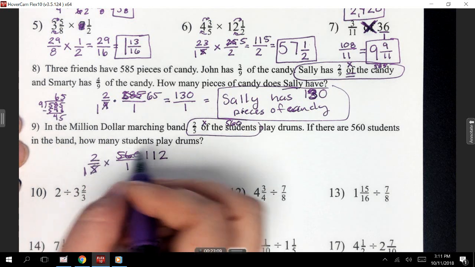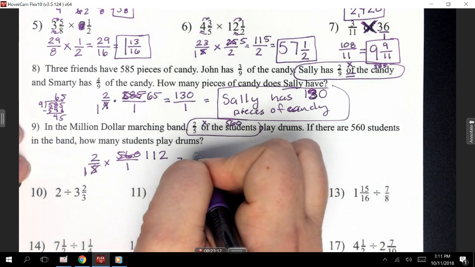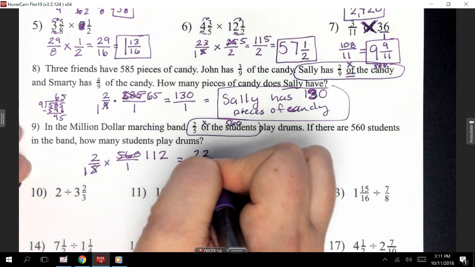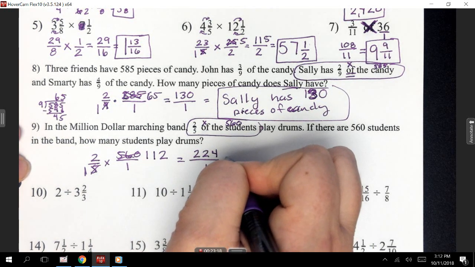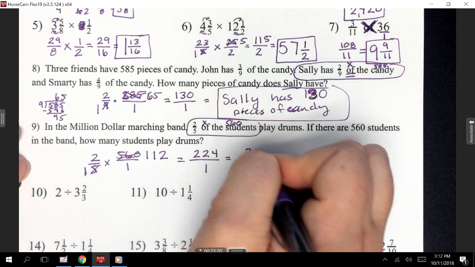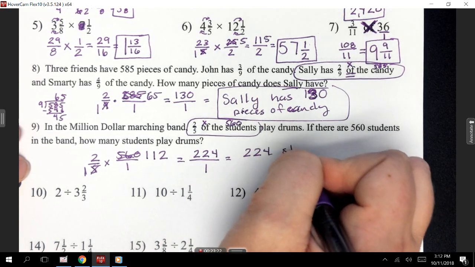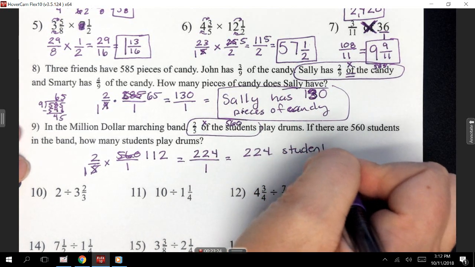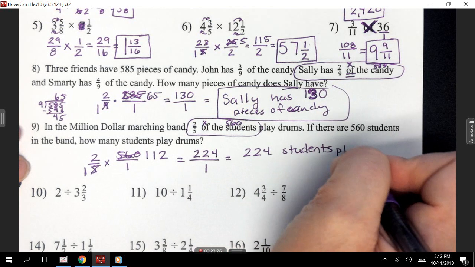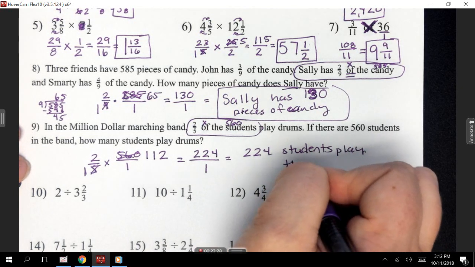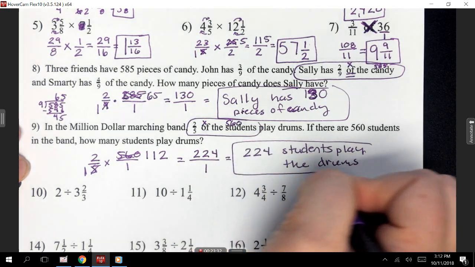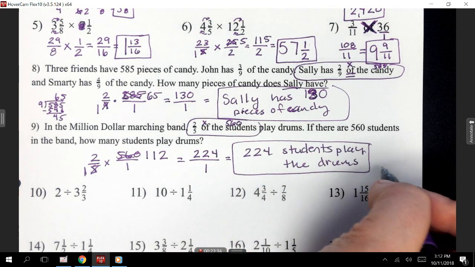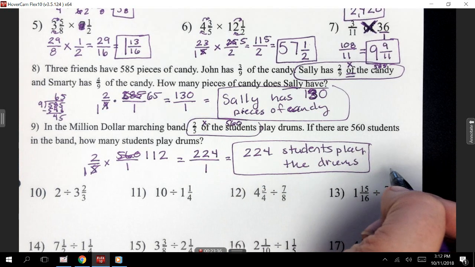All right, so now on the top it just says 2 times 112, which gives me 224. And then on the bottom, 1 times 1 is 1, which means for my answer, 224 students play the drums. All right, because again, it is a word problem, so I'm answering as a sentence.